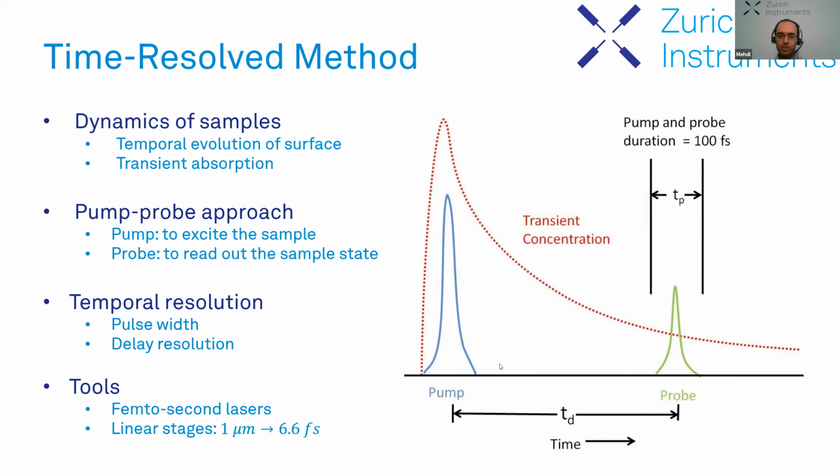This technique historically started with photonics applications or optical measurement, because there are mode-locked lasers that can provide really short pulses in the range of femtoseconds. And also you can tune the delay between the pulses by the time of propagation using linear stages, and they can provide sub-micrometer resolution, which means in the range of femtosecond resolution for the delay. So that's the time-resolved technique for improving the temporal resolution.